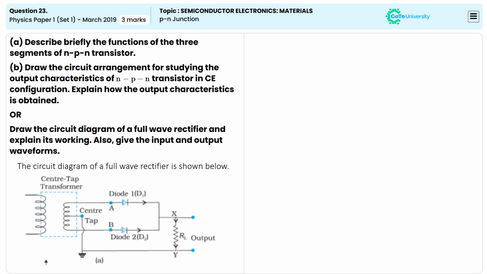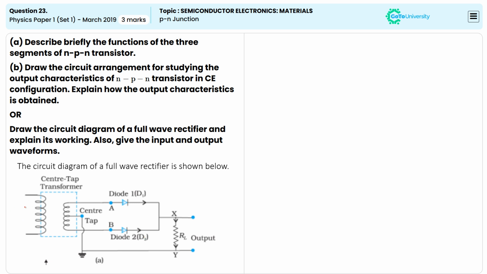First, this is the primary coil of the transformer, and this is the secondary coil of the transformer. One end of the secondary coil is connected to a PN junction diode, and it is connected in between the load resistance. The other end of the secondary coil is connected to another PN junction diode. The first one we call D1 and the second D2.